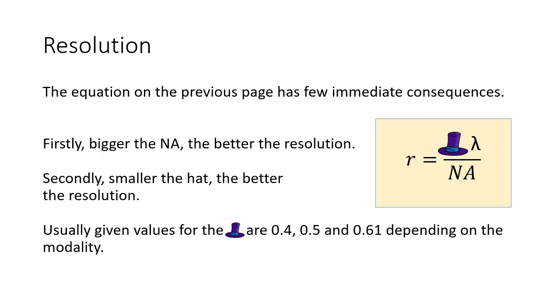The equation shown on the previous page has a few immediate consequences. Firstly, the bigger the NA you have, the smaller the R will be. Secondly, the smaller the hat, the smaller the R goes. Usually the values for the hat are 0.4, 0.5 or 0.61 depending on the modality. Also, you should notice that the wavelength will affect your resolution, so that the smaller wavelength gives better resolution.